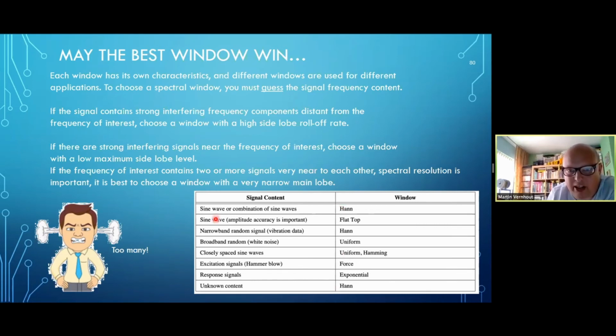If it is a sine wave or a combination of sine waves, a Hamming window will normally suffice. May the best window win. Yeah, there are many windows, and it's always a trick on how to think. Did I prove that I've chosen the right one?